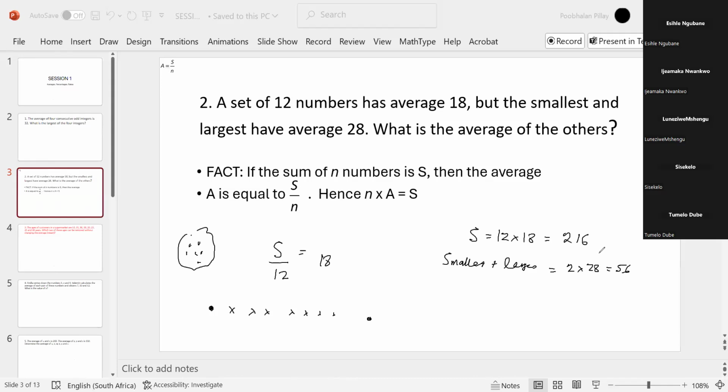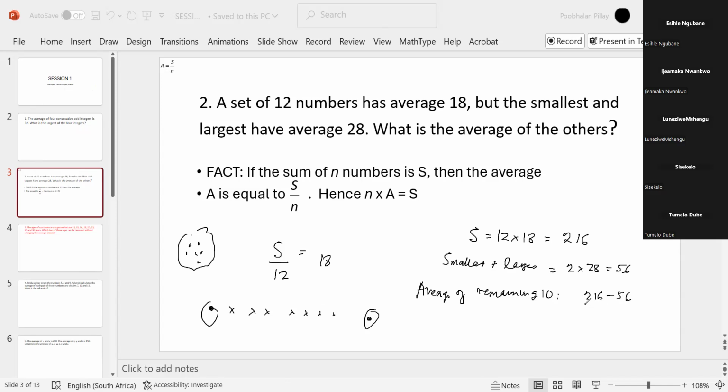So as we said earlier, the sum is equal to the number times the average. Now the question is, what is the average of the others? There are 10 others, the remaining 10. The smallest plus the largest add up to 56. Everything adds up to 216. So to get the sum of the remaining 10, you remove this sum from 216.